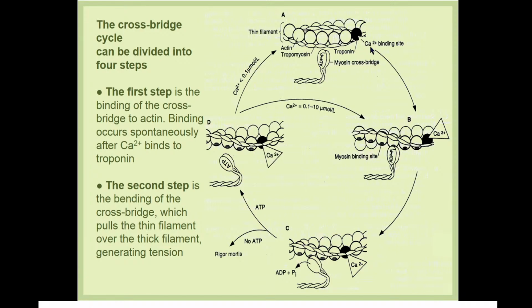And what is the role of the calcium? After its concentration becomes greater than 0.1 micromole per liter, calcium binds to troponin, and this changes the configuration of the thin filament. You can see these myosin binding sites on the actin become open, and myosin binds to the actin.